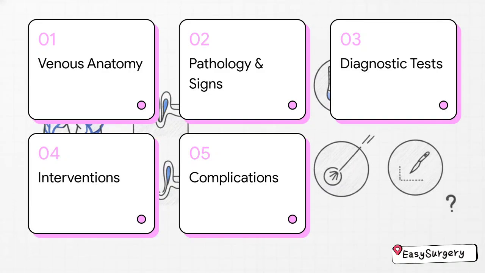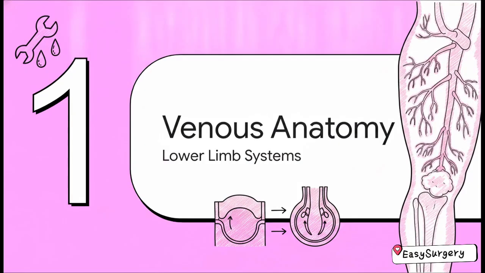So here's our clinical roadmap for today's explainer. First, anatomy of the venous systems. Second, pathophysiology and signs. Third, diagnostic tests. Fourth, interventions. And finally, number 5, complications. Section 1. Anatomy of venous systems.